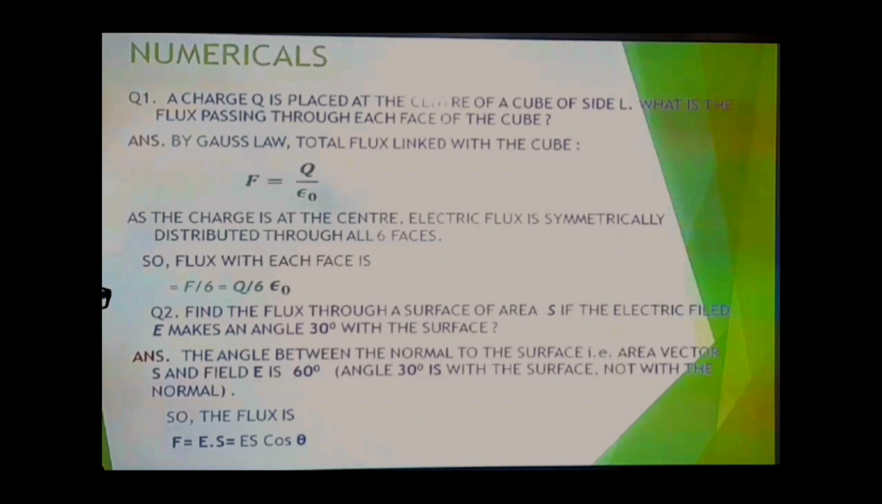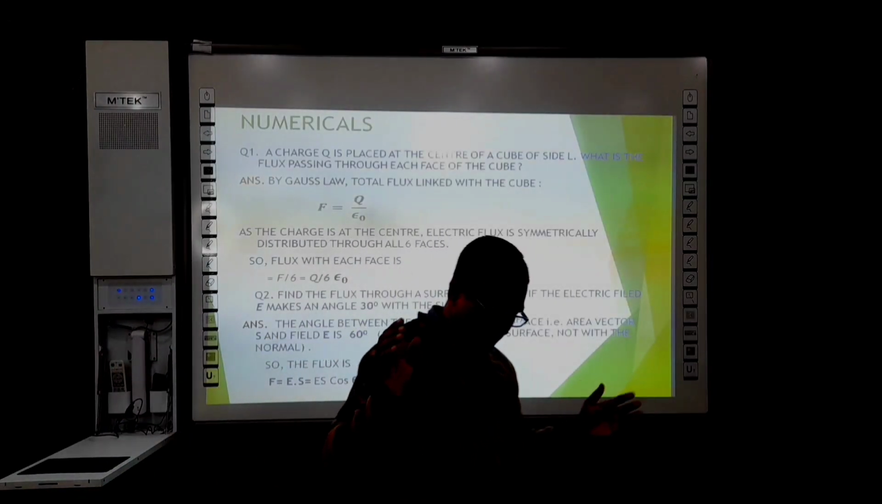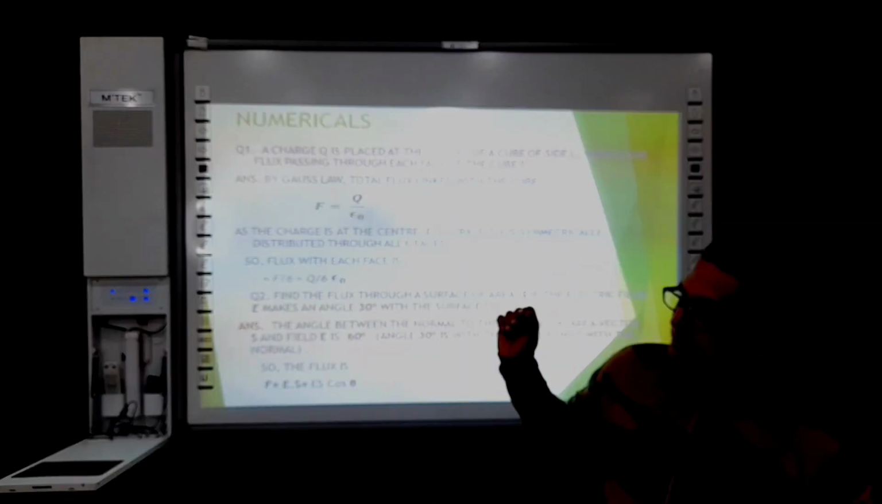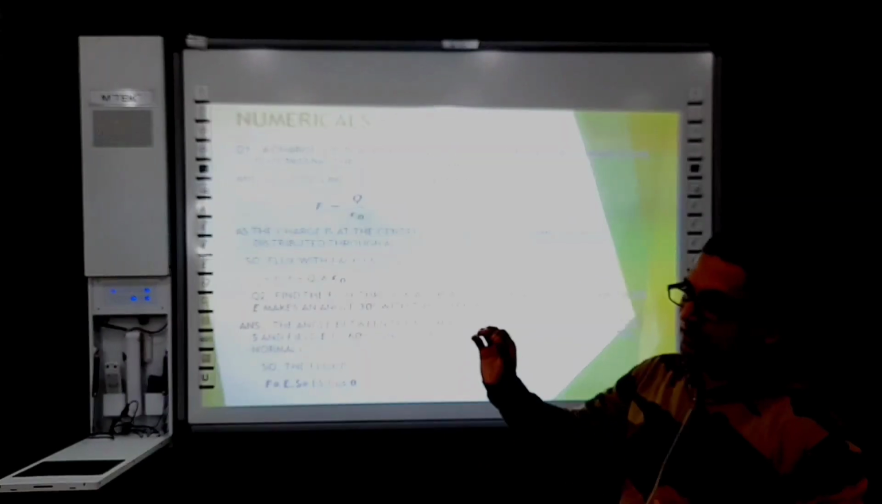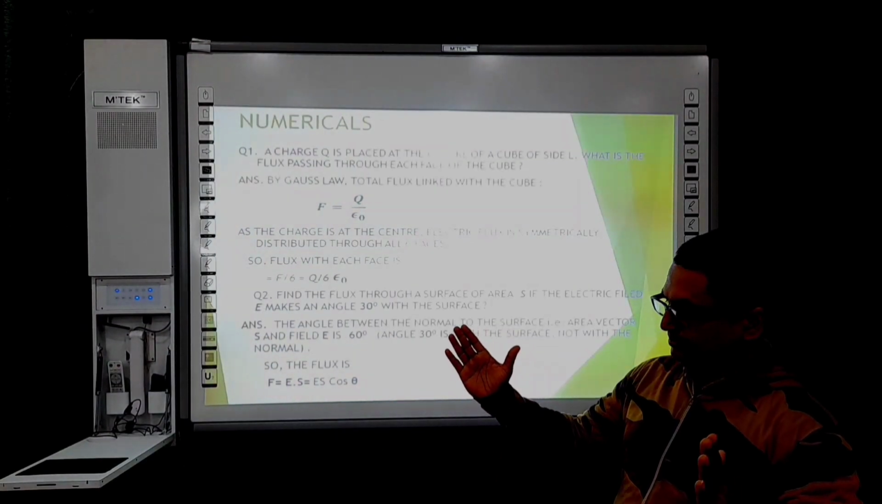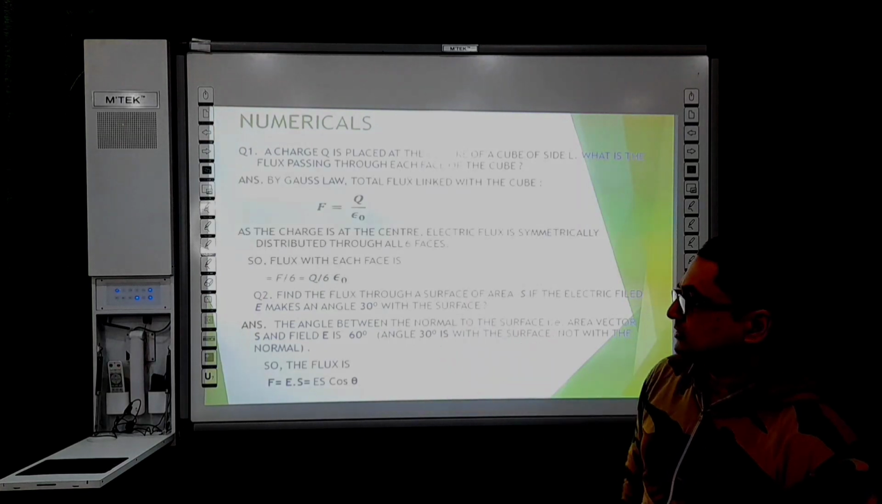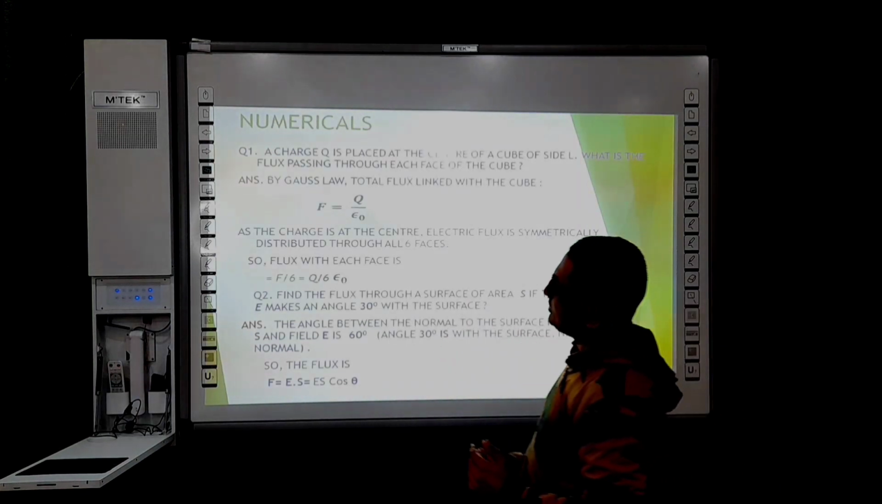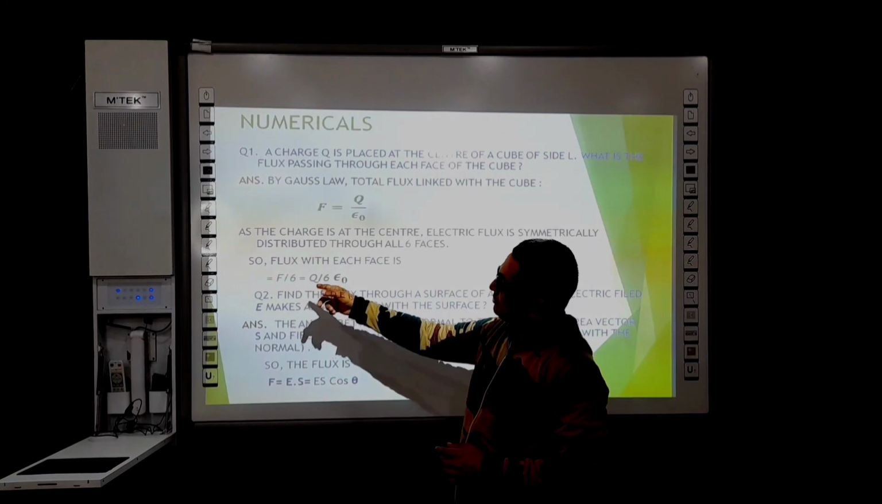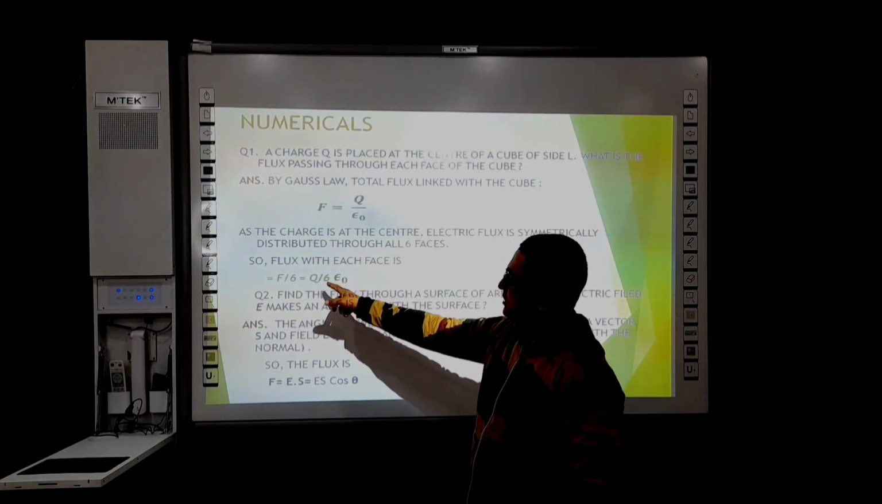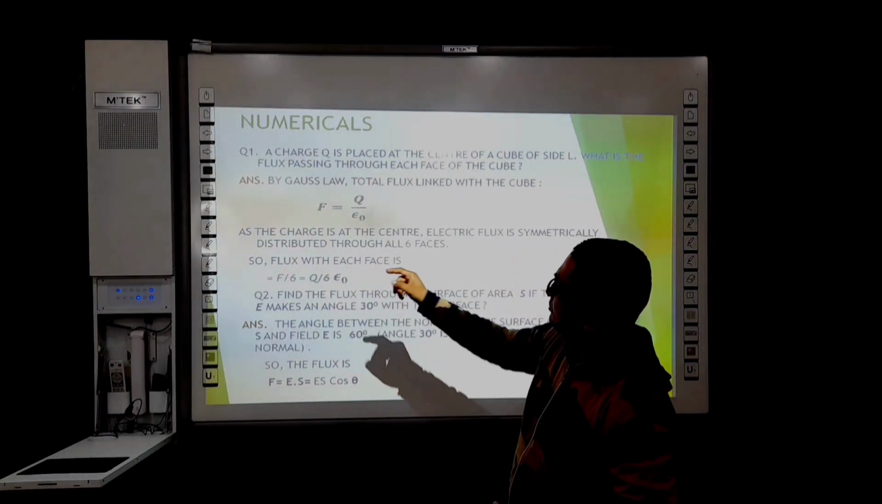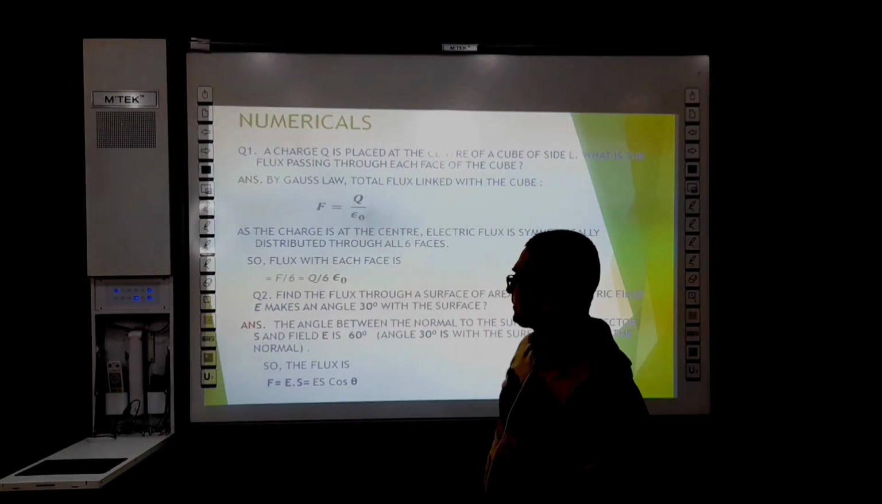And since the charge is at the center, electric flux is symmetrically distributed among all the 6 faces. So that means capital Q by epsilon naught is the total flux, and since the charge is at the center, all the surfaces will get an equal amount of flux. So that means we have to divide it by 6. So ultimately, the flux through each face is capital Q by 6 epsilon naught.